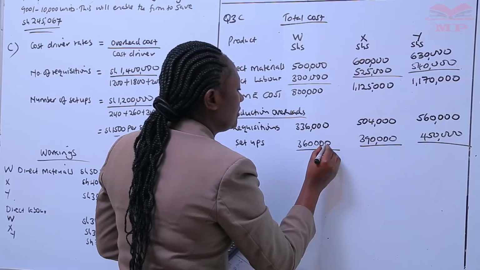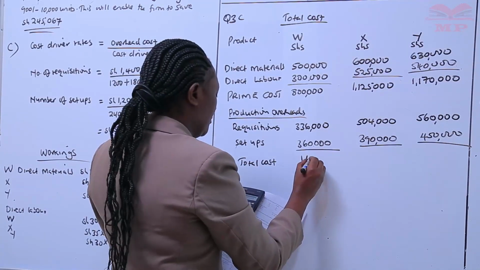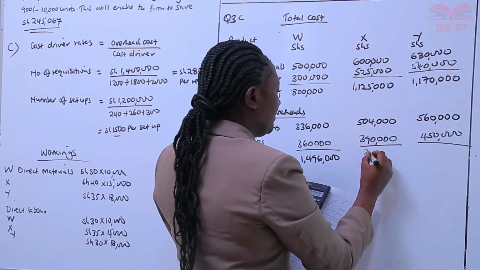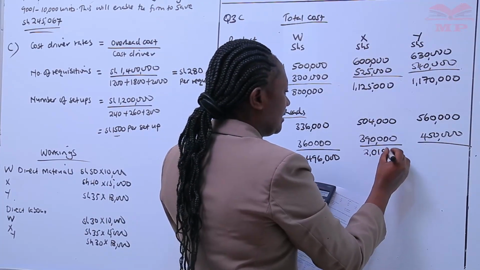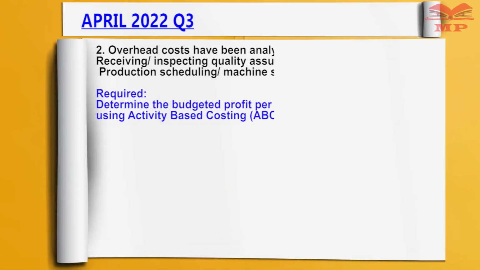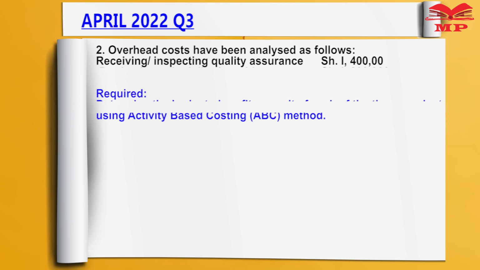We get the total cost. This is 1,496,000. This is 2,019,000. 2,180,000. The question required us to calculate the profit per unit of each of the three products.